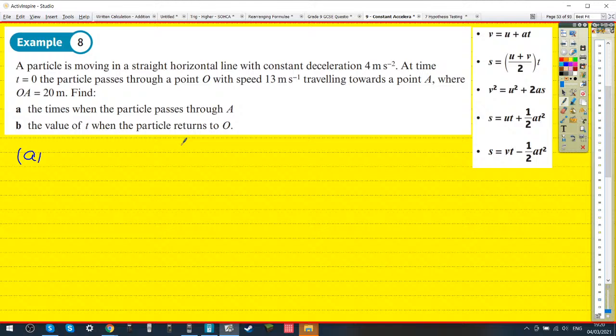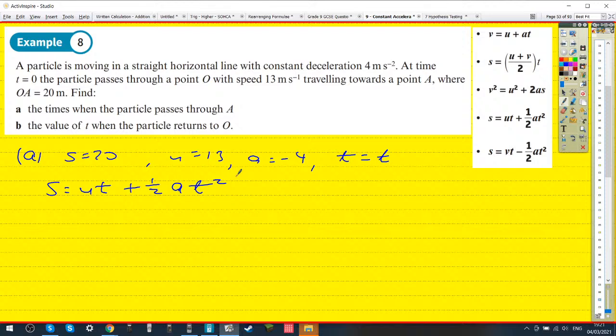Okay, so we have S, which is 20, U equals 13, and A equals -4. We want T. Which one is that? That would be SUVAT. Would it be S equals UT plus a half AT squared? Yeah. And so solve this one. Okay.